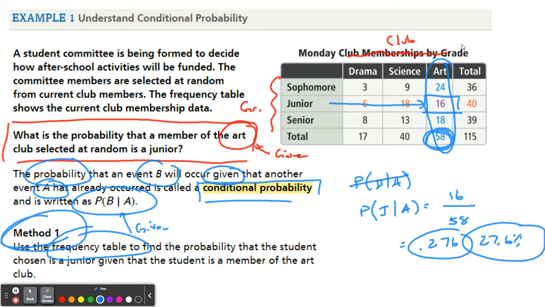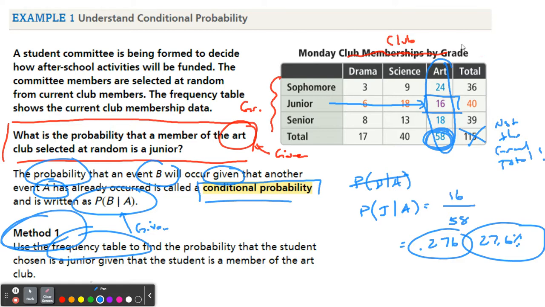Notice I did not use the grand total, not the grand total. And again, this is what I was saying about limiting the total. You're not looking at everybody. You're looking at a certain group of the sample space, the population.